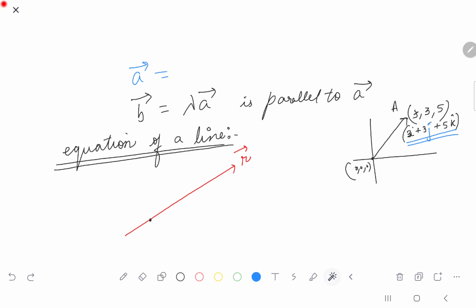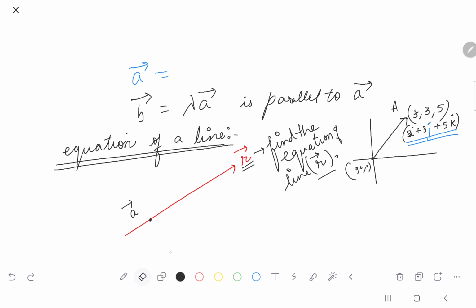So every point in the Cartesian plane is a vector. If I say that this point is some point A through which the random line R is passing, I have to find the equation of line R.